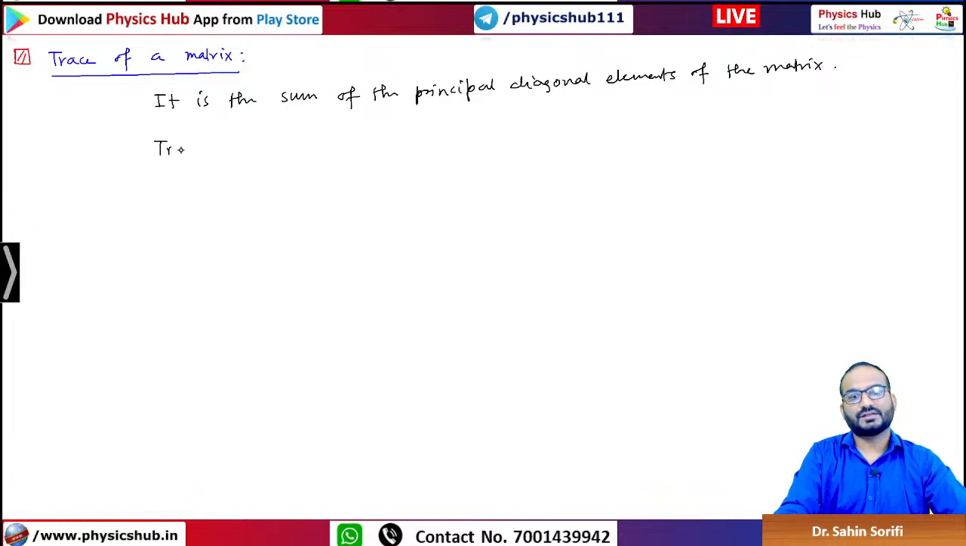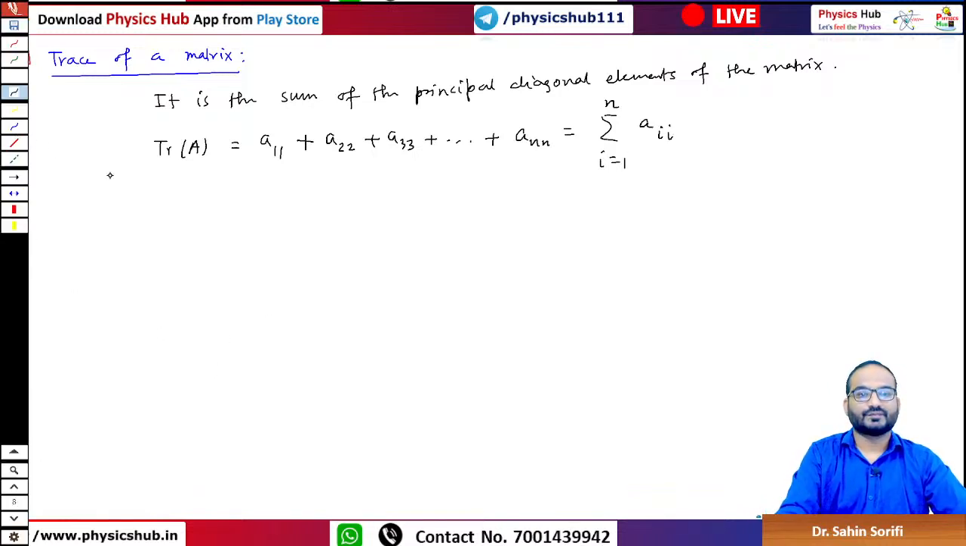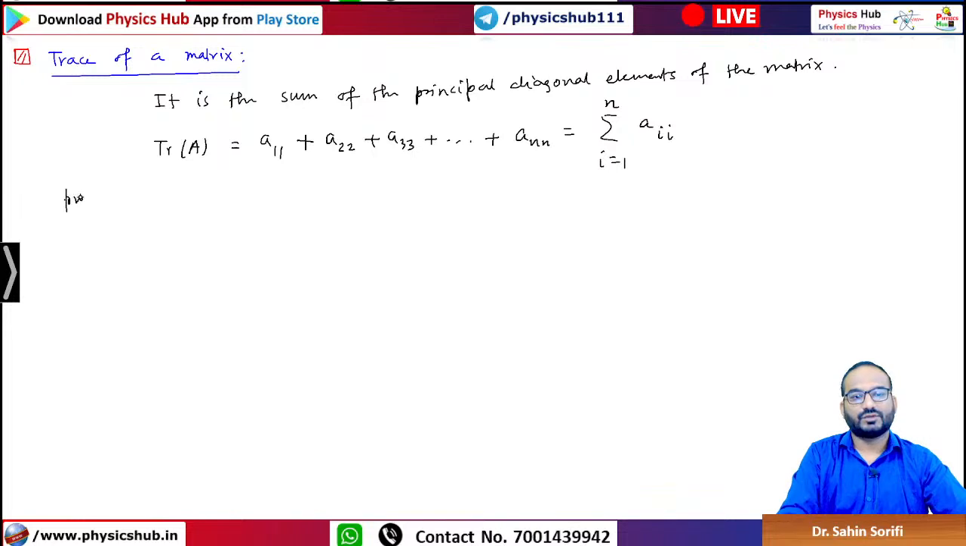So if you have a matrix, let's say A, the trace will be the sum of the principal diagonal elements A11, A22, A33, and it is valid for an n by n matrix. So you can just write it in summation form, i equals 1 to n, A ii. Now this trace has very important properties, and questions are framed based on these properties.